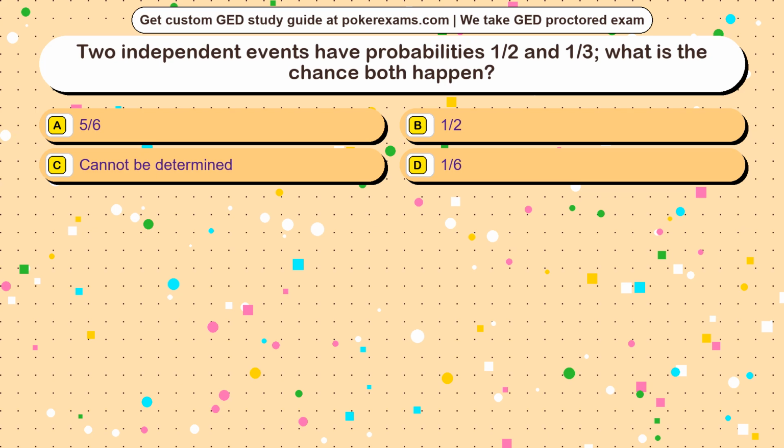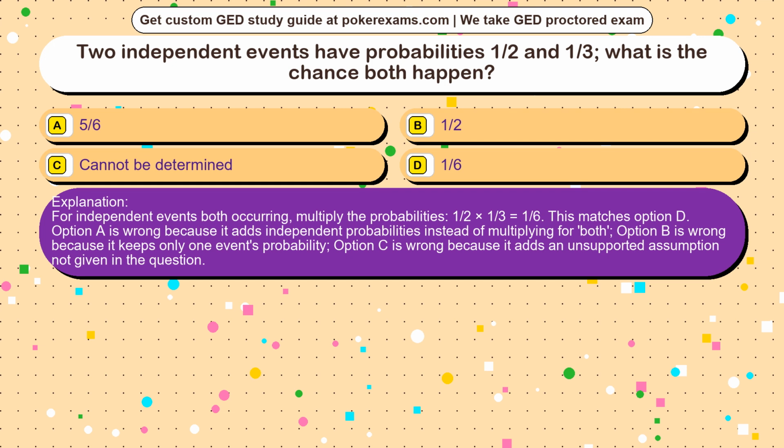The correct answer is option D. For independent events both occurring, multiply the probabilities. 1/2 times 1/3 equals 1/6. This matches option D. Option A is wrong because it adds independent probabilities instead of multiplying for both. Option B is wrong because it keeps only one event's probability. Option C is wrong because it adds an unsupported assumption not given in the question.